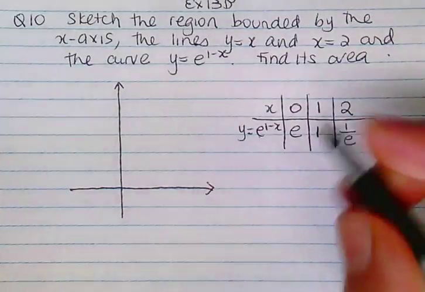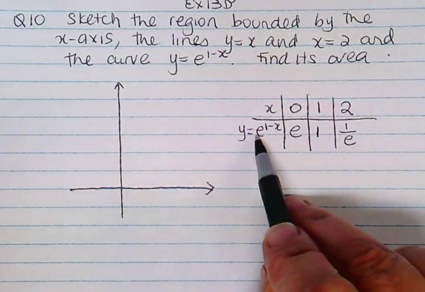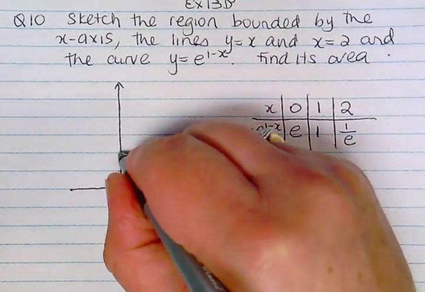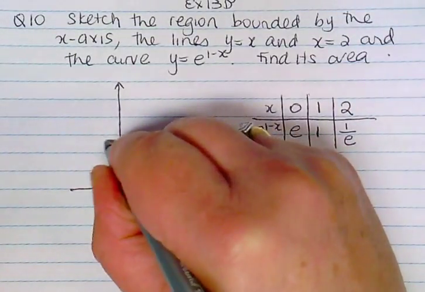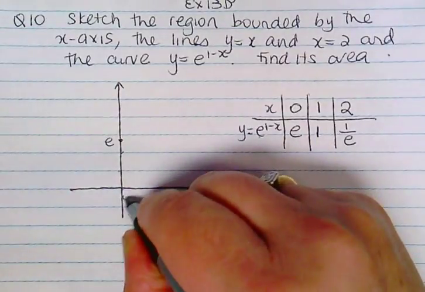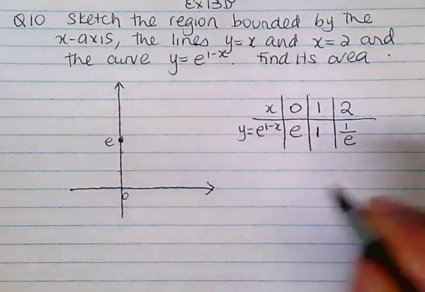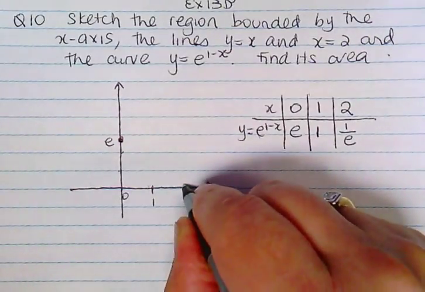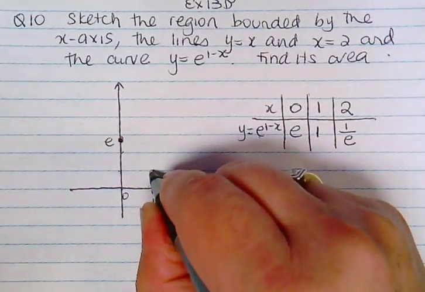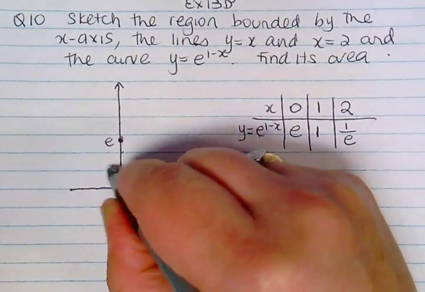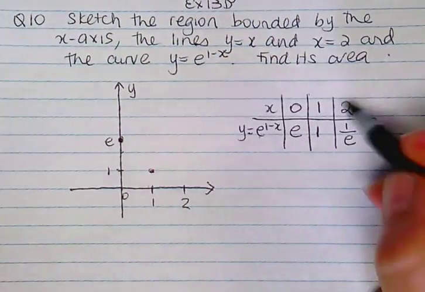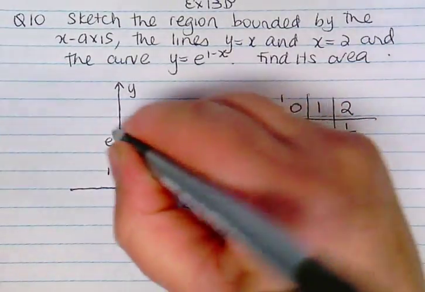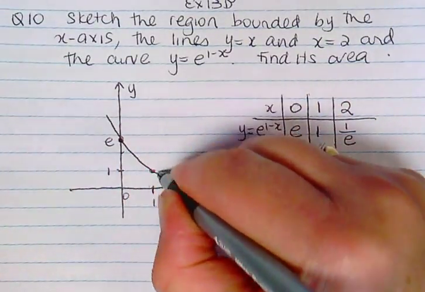What we're going to do first, let's just sketch e to the 1 minus x. So when x is 0, I'm going to go roughly 1, 2, 3, so e would be here. When x is 0, y is e. When x is 1, I'm going to space out this axis a bit more. When x is 1, y is 1, so 1 would be here on the y-axis. When x is 2, we get 1 on e, which is pretty small, about a third. So this curve looks like this.